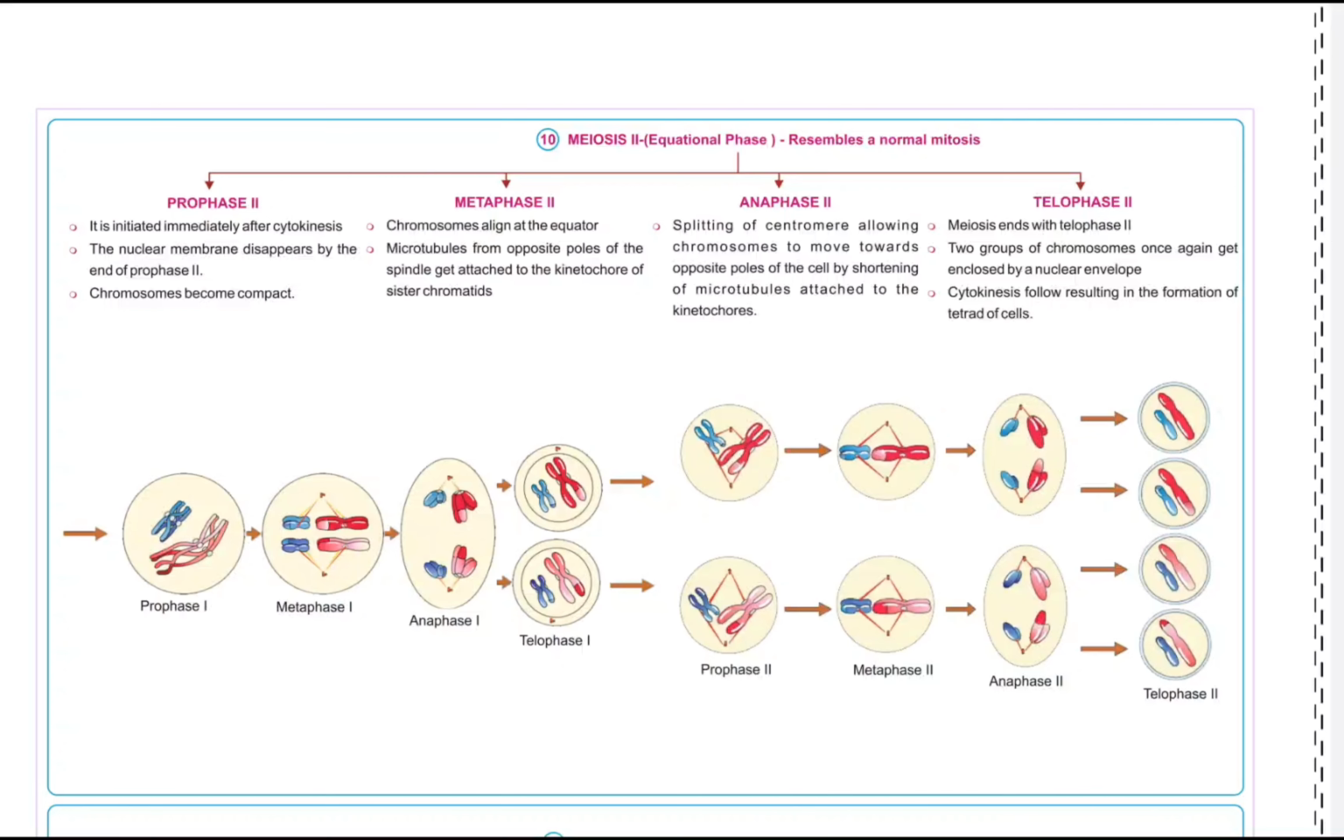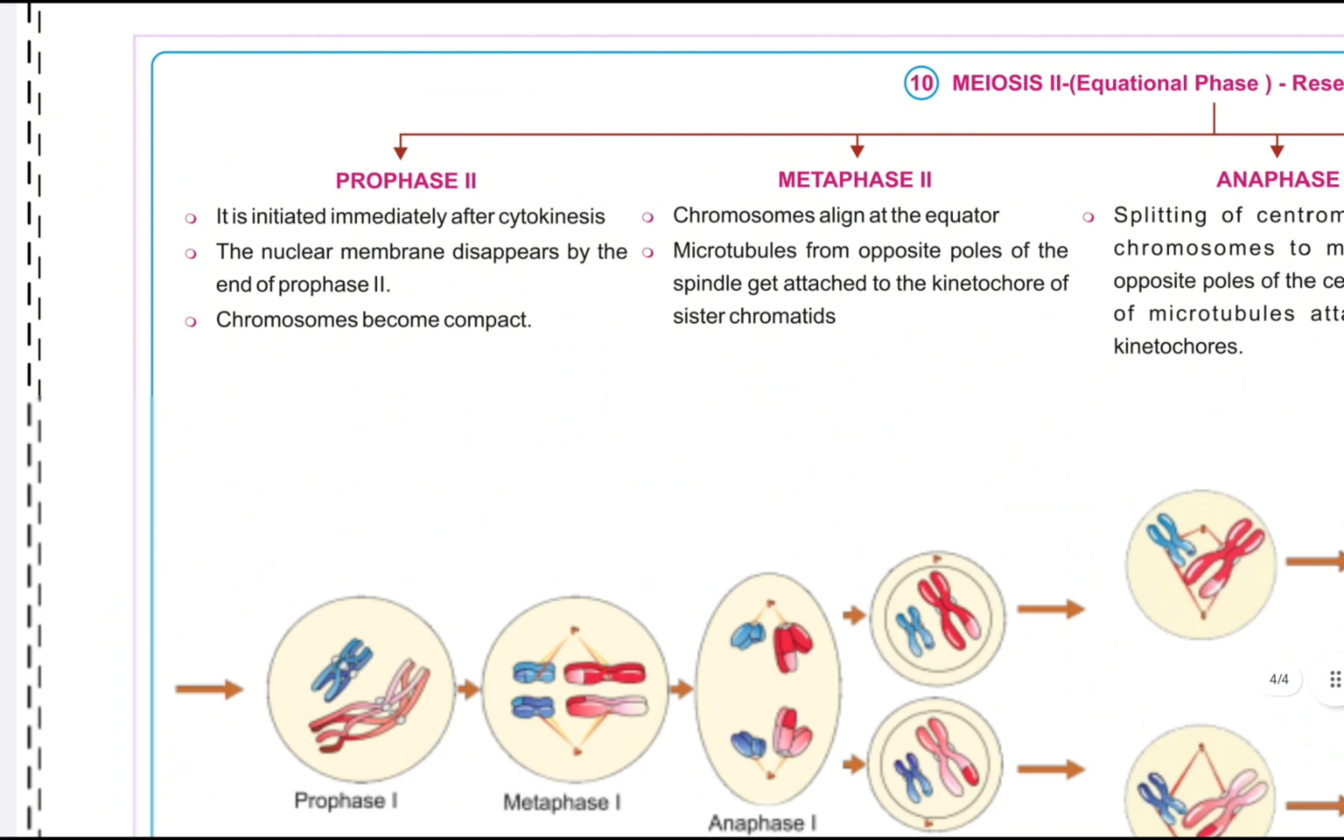Meiosis 2, equational phase. Resembles a normal mitosis. Prophase 2. It is initiated immediately after cytokinesis. The nuclear membrane disappears by the end of prophase 2. Chromosomes become compact. Metaphase 2. Chromosomes align at the equator. Microtubules from opposite poles of the spindle get attached to the kinetochore of sister chromatids.